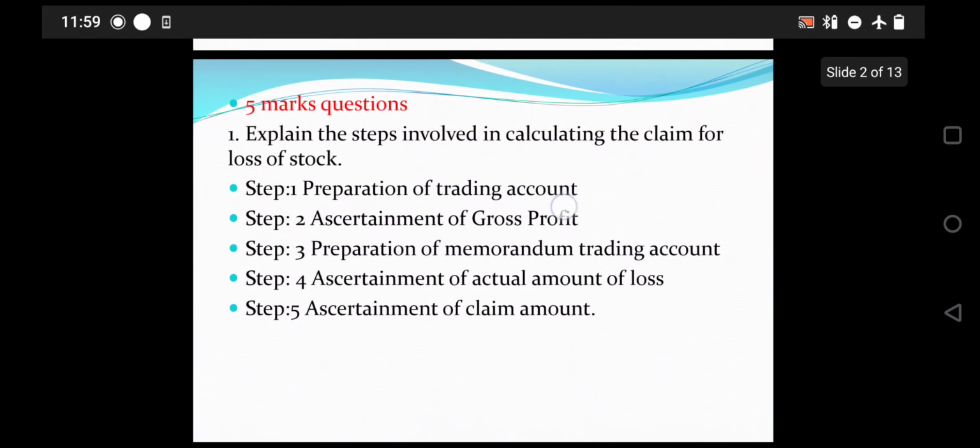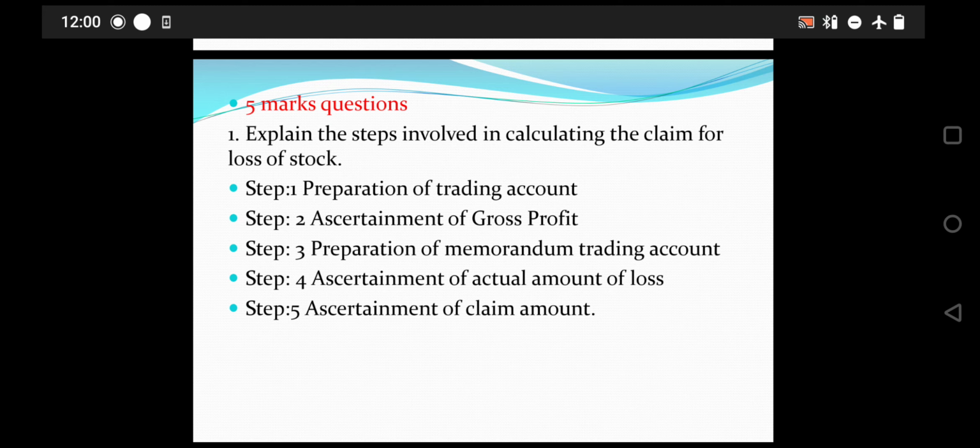In this particular chapter, for 5 marks questions, you can expect only one question, that is: explain the steps involved in calculating the claim for loss of stock. There are 5 different steps which we normally follow to calculate the amount of claim for loss of stock. The first step is preparation of trading account to know the gross profit. Then we ascertain the gross profit ratio, so we calculate the gross profit ratio.